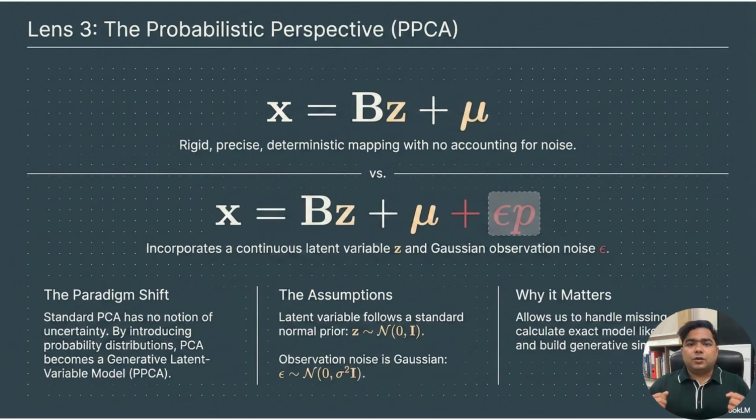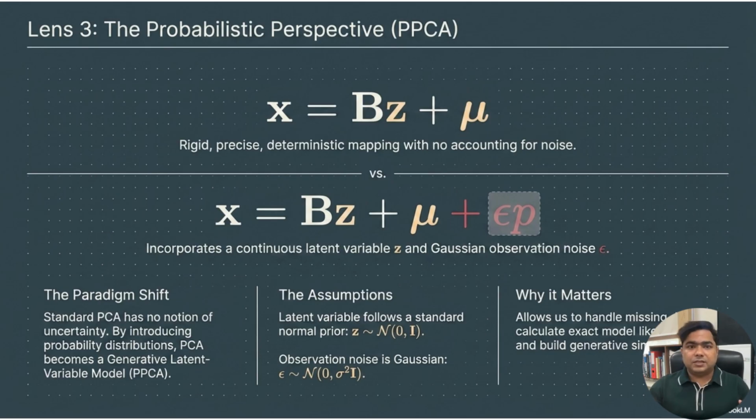Now we move to the third viewpoint, the probabilistic perspective, also called probabilistic PCA or PPCA. Standard PCA is deterministic. It assumes that data is mapped exactly using a linear transformation, but real world data often contains noise. The first formula can be read like this: x equals bz plus mu. This means that the observed data x is generated from a latent variable z transformed by b and shifted by the mean mu. But this model does not explicitly account for noise.